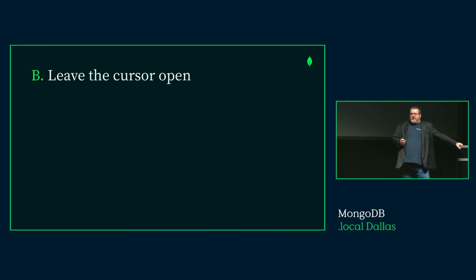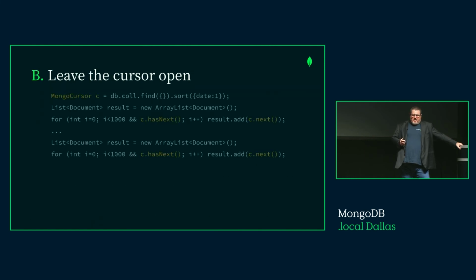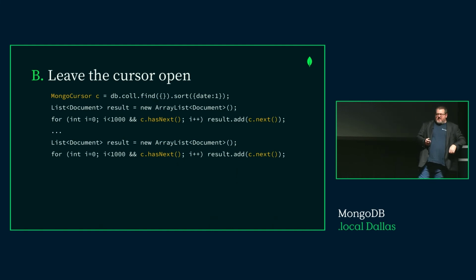Option 2, leave the cursors open. Now, I have a cursor that is open. All I need to do is remember I'm iterating over my result set, and I can pick up on the next page by doing the next has next. Lots of different design patterns for the way that you would handle this. Maybe something like a connection pool, maybe something like a cursor pool.